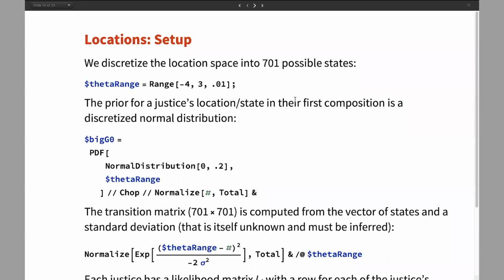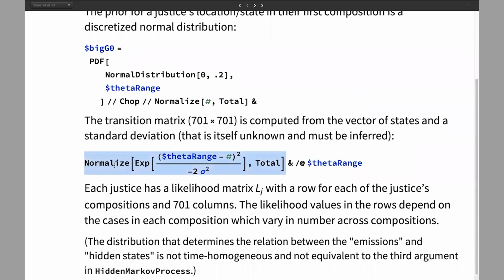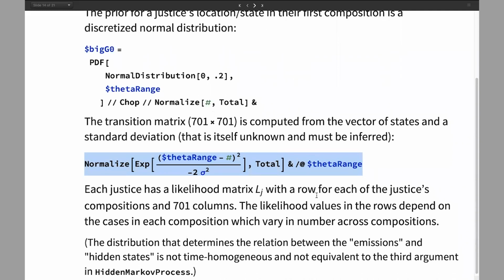And then I'm going to say the initial position on the grid is a discretized normal. And then I'm going to have a transition function, which is a matrix. The transition matrix is again going to be discretized normal, so it's capturing the same kind of flavor. And that's what shows up in this expression here. Theta range is 701. And so here's some code that ends up creating the matrix we need. We end up with a setting that looks like a hidden Markov process.